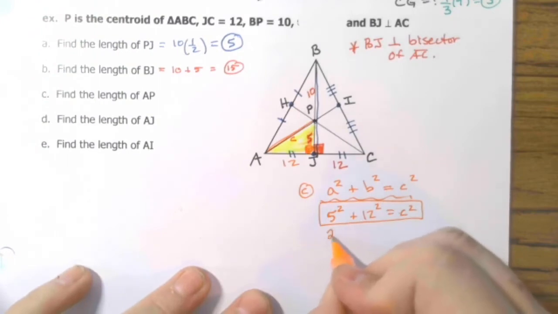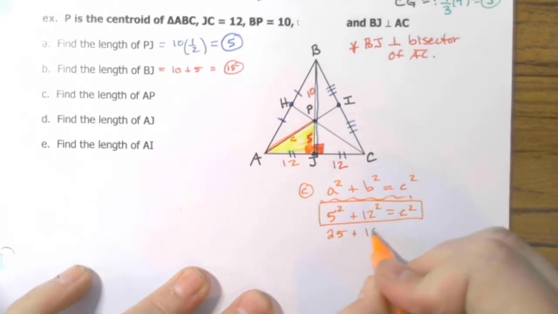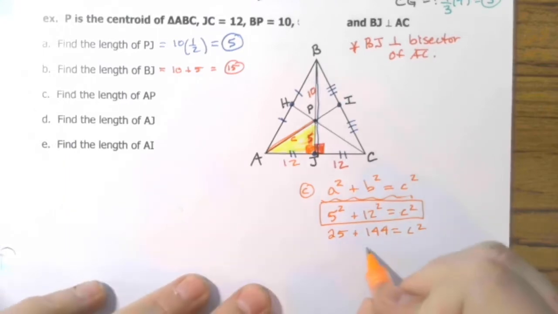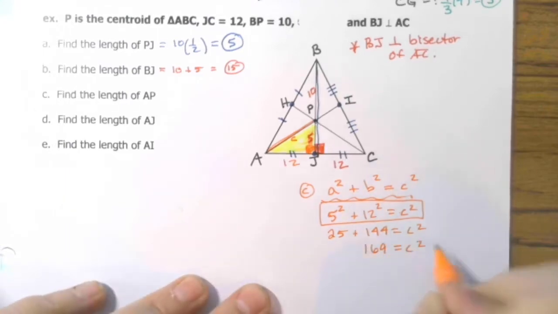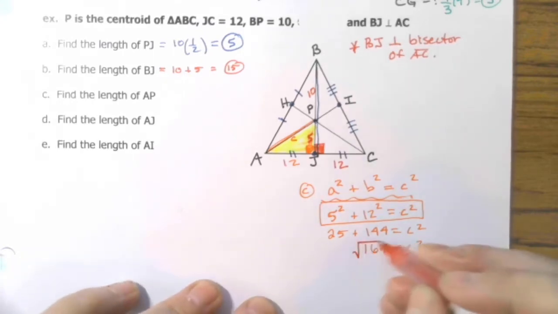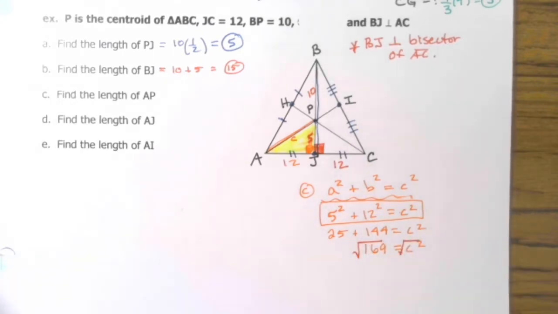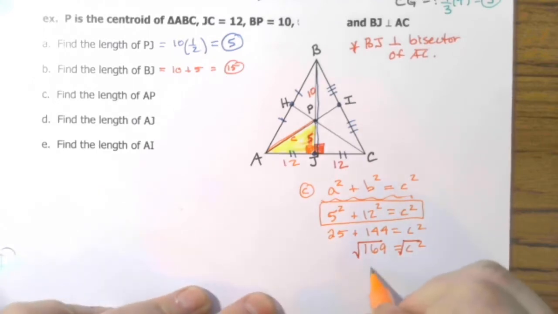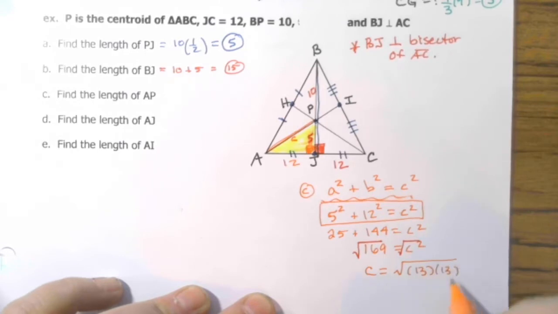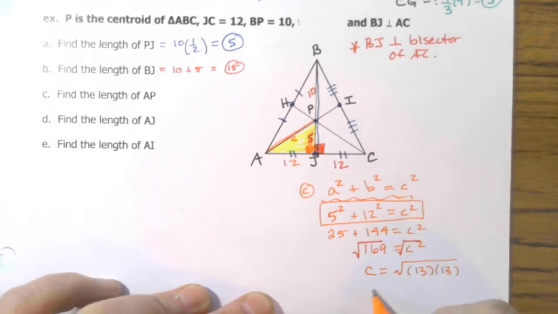All right, always do your exponents first. 5 times 5 is 25. 12 times 12 is 144. Then you add, this is 169. Then you need to take a square root of both sides. I'm going to flip-flop this around. 2 C's, 1 comes out. Now 169 is 13 times 13. So 2 13s, 1 comes out, and that gives us the length of AP, which is 13.